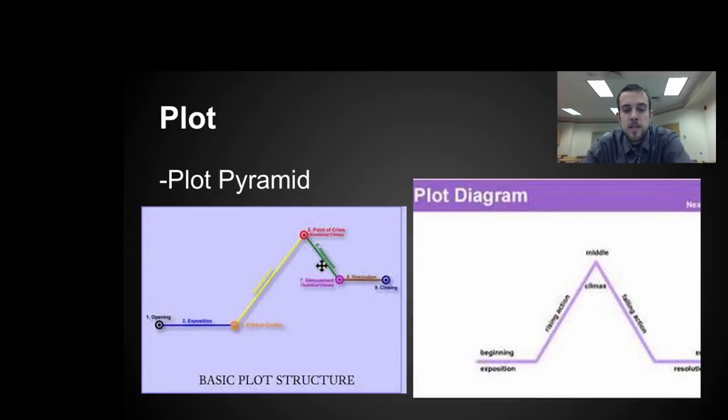Now the last two elements, the falling action and the resolution, you'll notice how on this pyramid over here, it's pretty even. However, this is a little more accurate. Usually the falling action and the resolution will happen rather quickly. Sometimes you get one that draws it out, but usually after that climax, it's wrapping up pretty fast.